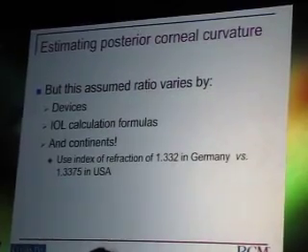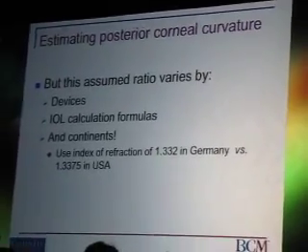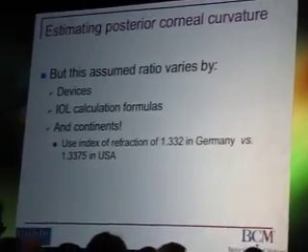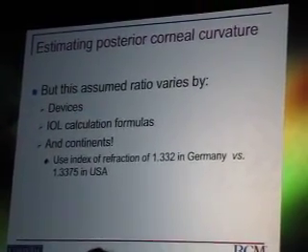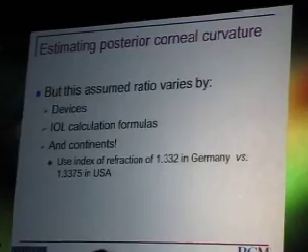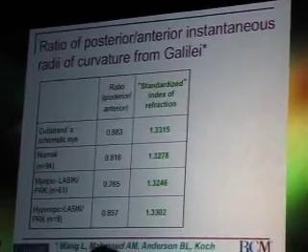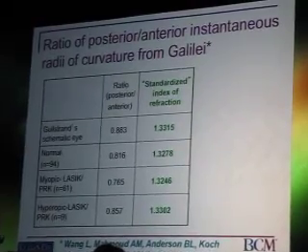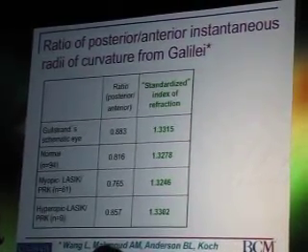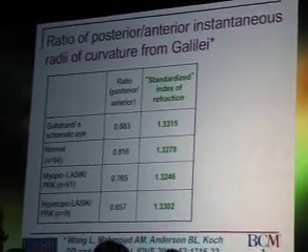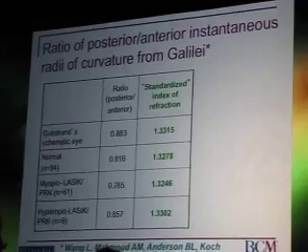Now, that's an interesting assumption because different formulas, different machines, different countries, Germany versus the United States, use a different assumed ratio because it's all been a bit of a guess. And so you just pick a ratio and you stick with it. And we published a paper in conjunction with Cynthia Roberts' group at Ohio State looking at the ratio of the front and the back of different types of cornea, using the dual Scheimpflug device, the Galilei.